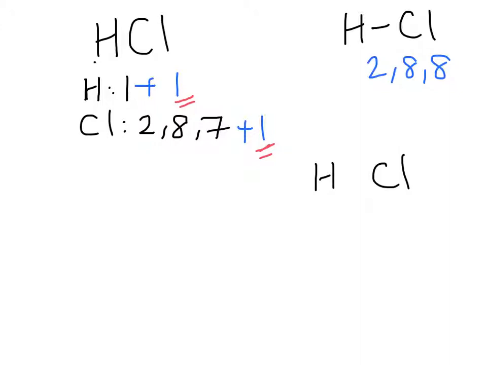Okay, so let's have a look at how that is. So I'm going to put the shared electron from chlorine with a dot over here, and the hydrogen's electron is shown as a cross.